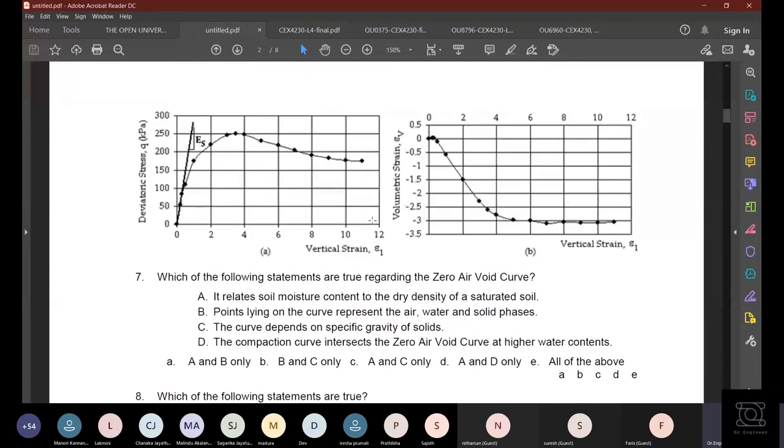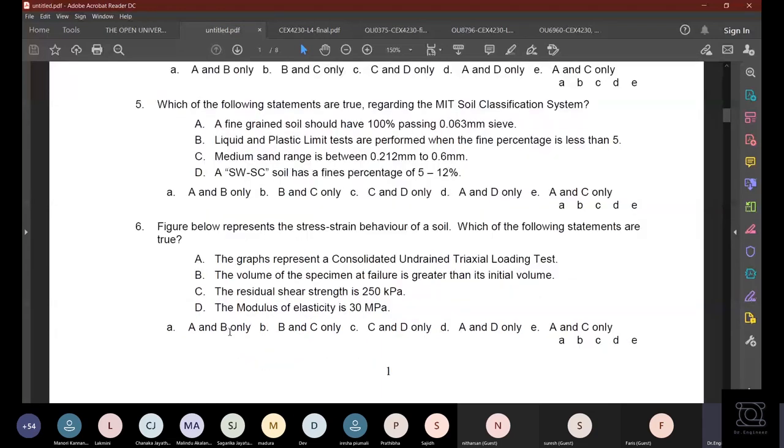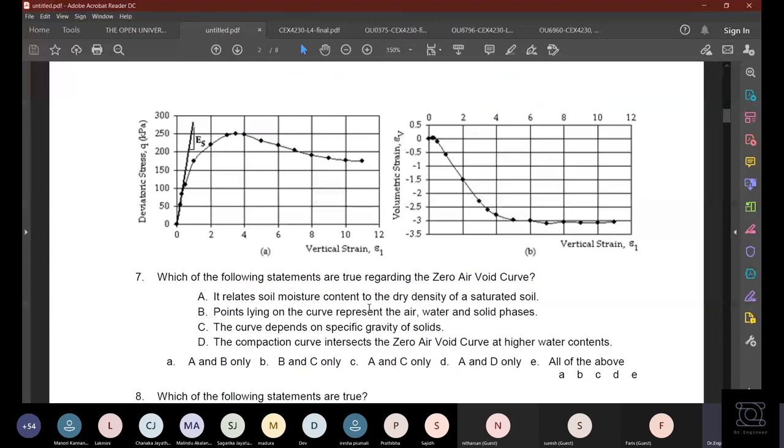Finally, statement D states the modulus of elasticity is 30 megapascals. If you see again the first graph, at the initial stages, the soil behaves in an elastic manner. They have drawn the tangent, and if you find the gradient of that tangent, it is nearly 30 megapascals. So that statement is also correct. So options C and D are correct. So the answer is C. So that is question number 6.